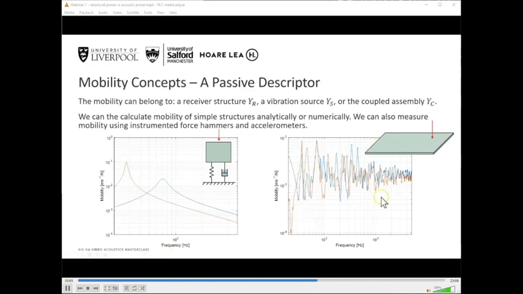On the right hand side, we have the mobilities of two slightly different plates. You can see these mobilities look quite complex with lots of resonant peaks. However, as Nicolesh will talk about later, it turns out that we can actually approximate these complex looking plate mobilities reasonably well using just a straight line. So that's enough about mobilities for now. We can move on to the active properties.